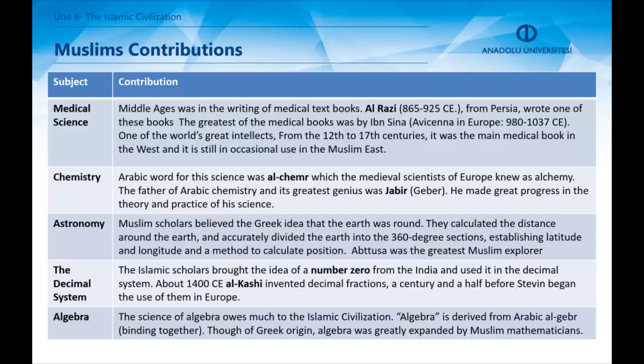As for the decimal system, the Islamic scholars brought the idea of the number 0 from India and used it in the decimal system. About 1400 CE, Al-Kashi invented decimal fractions a century and a half before Stevin began to use them in Europe. As for algebra, the science of algebra owes much to the Islamic civilization. Algebra is derived from the Arabic al-jabr. It means binding together. Through the Greek origin, algebra was greatly expanded by Muslim mathematicians.